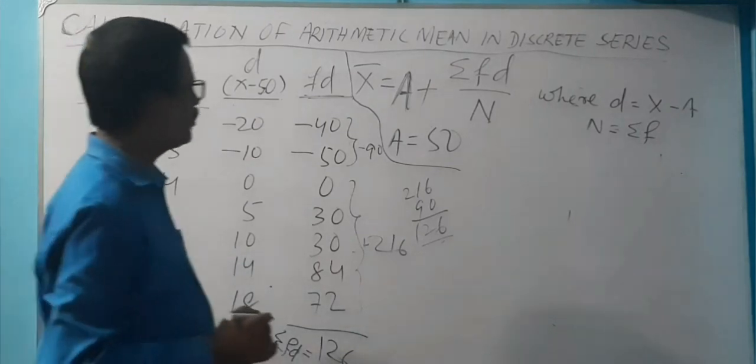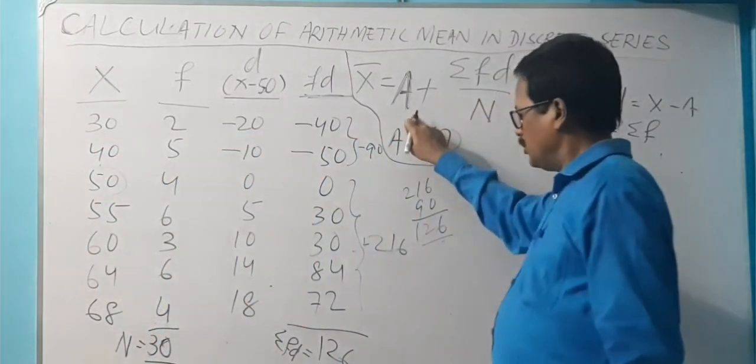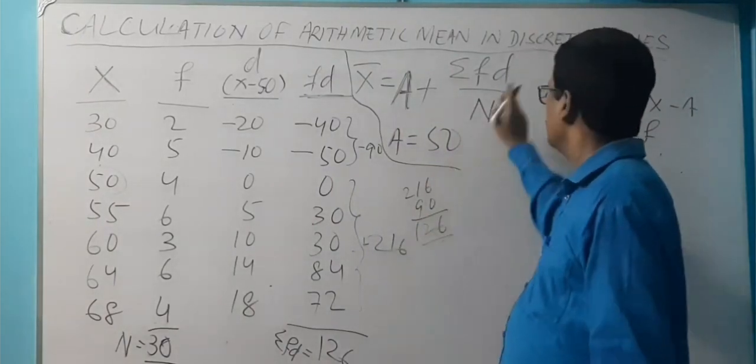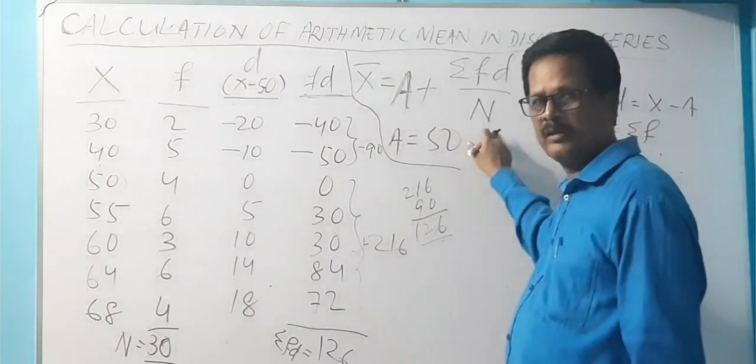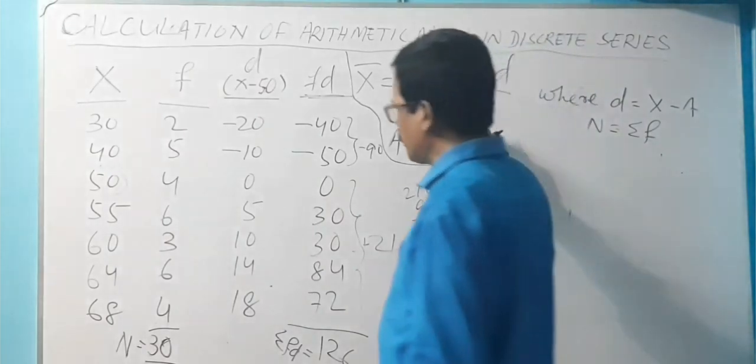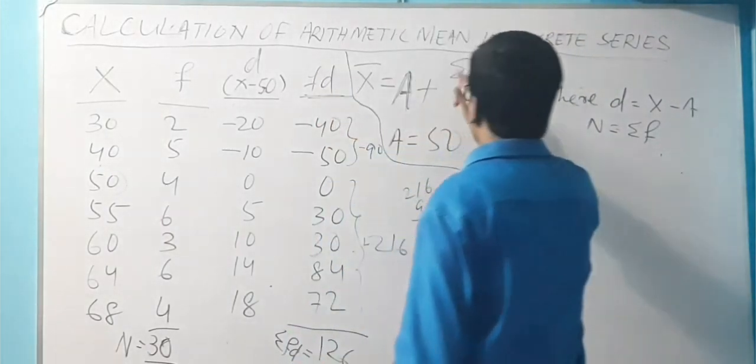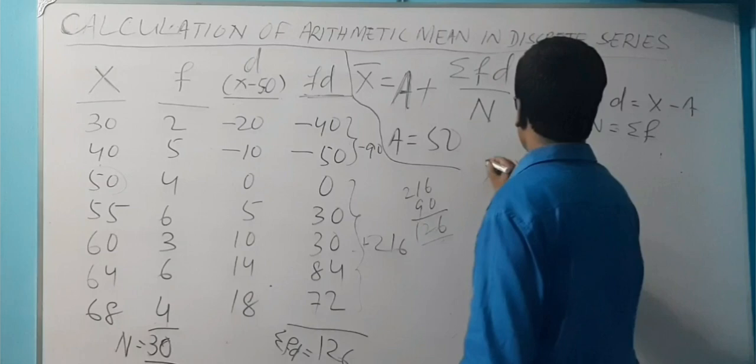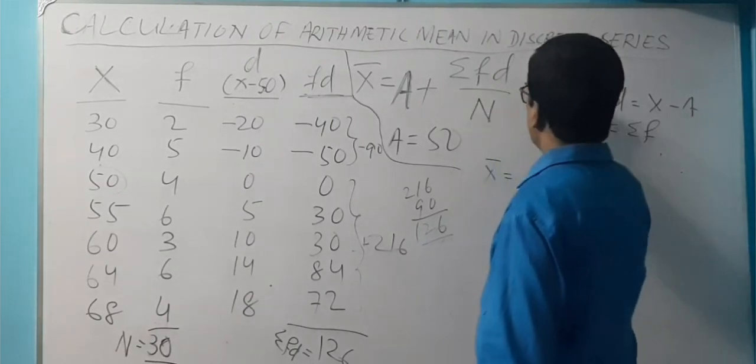We know the value of A, we know the value of summation FD, and we know the value of n. From our calculation, we have to put the formula: x bar is equal to A plus summation FD by n.